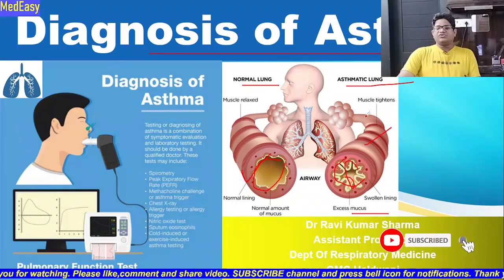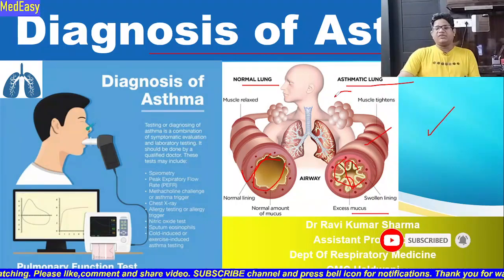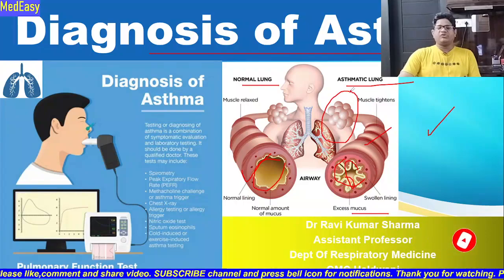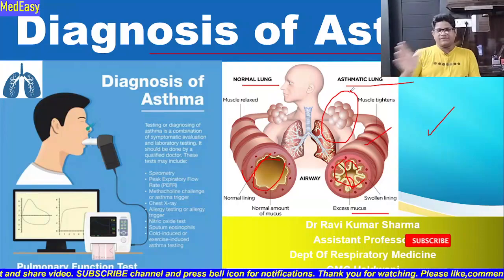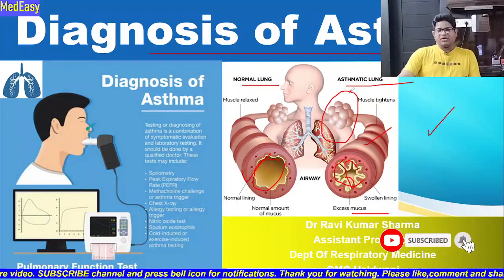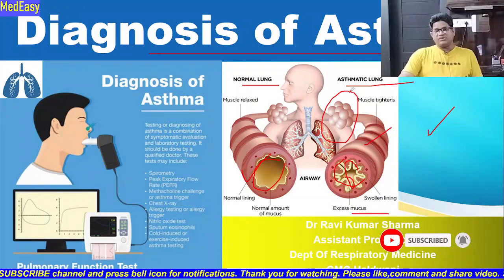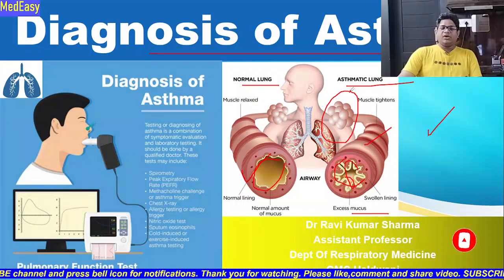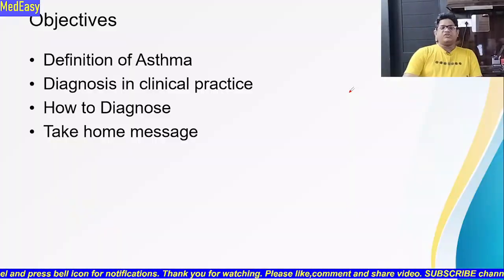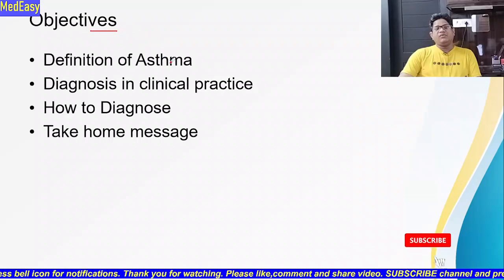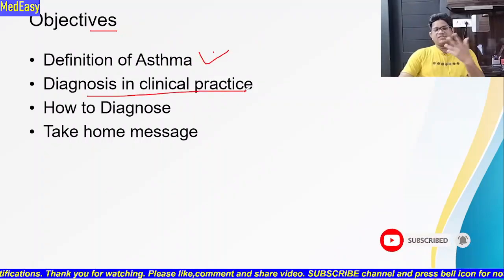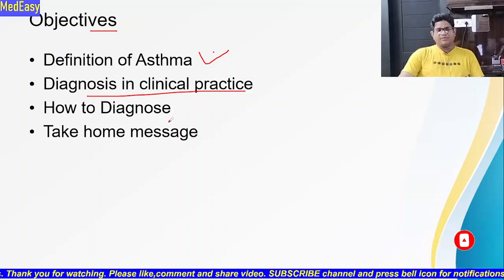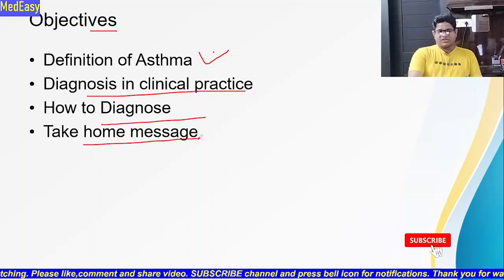All right. So, this is what happens, and in some of the distal part we can see here there is air trapping also. This is all about the pathophysiology. We are not going to go into detail on the pathophysiology today, we will just have some points. We will focus our discussion today on how to diagnose an asthma case coming to us in the OPD. All right. So, what is the objective for discussion today? Today we will understand a little bit of the definition of asthma, how to diagnose in clinical practice, how to do a workup, and a take home message at the end of the discussion.